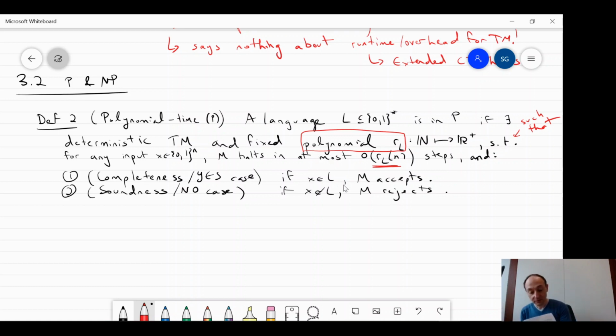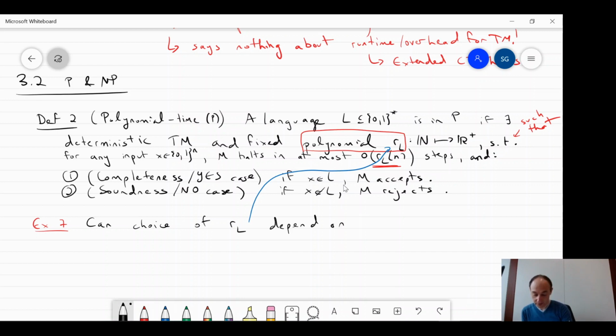Now, what is a little bit more subtle, but is, I think, very important to understand, is exercise 7. Can the choice of this polynomial here, right, this guy over here, can it depend on the input, x? This is a very, very important question, okay?